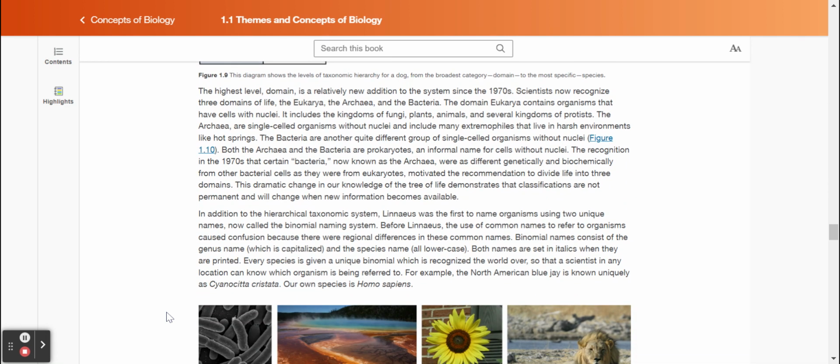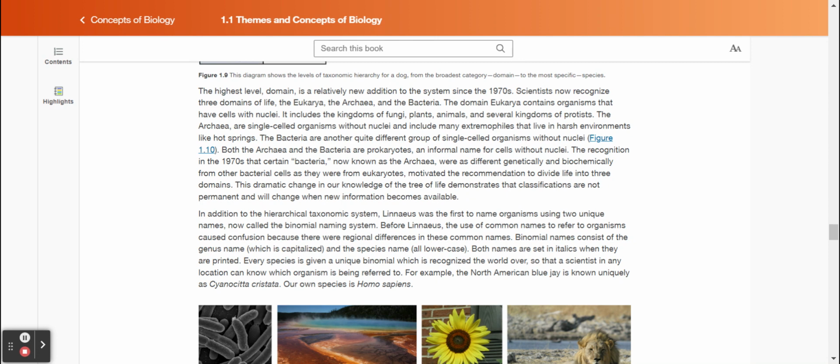The highest level, domain, is a relatively new addition to the system since the 1970s. Scientists now recognize 3 domains of life: the eukarya, the archaea, and the bacteria. The domain eukarya contains organisms that have cells with nuclei. It includes the kingdoms of fungi, plants, animals, and several kingdoms of protists.